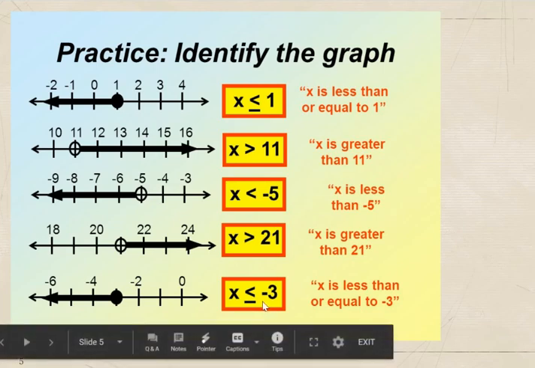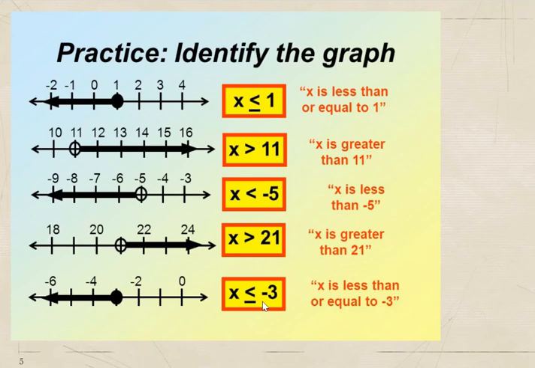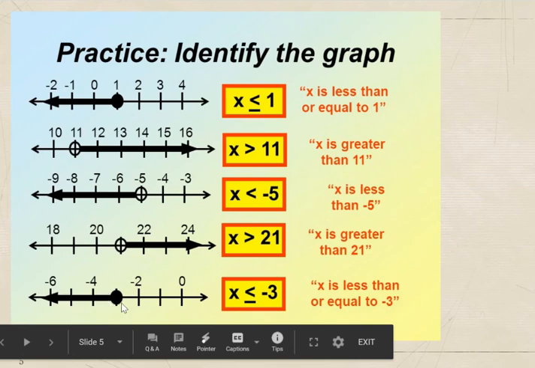I'm going to jump to the last one, and this is very much like the first one. It's x is less than or equal to -3. And so we're going to put the closed circle on -3, and then my arrow points to everything that's less than -3.